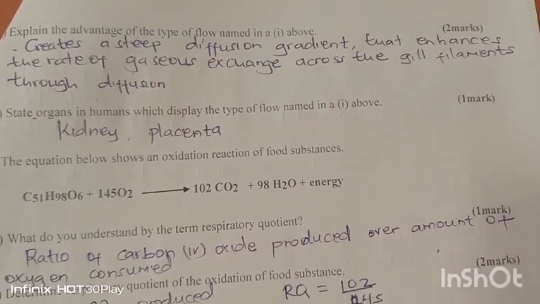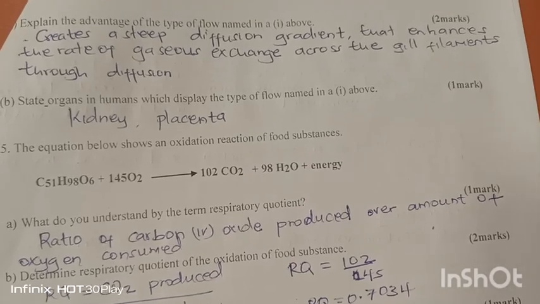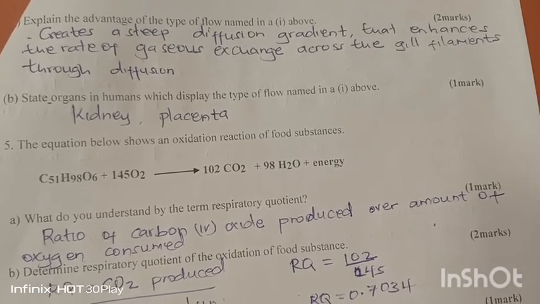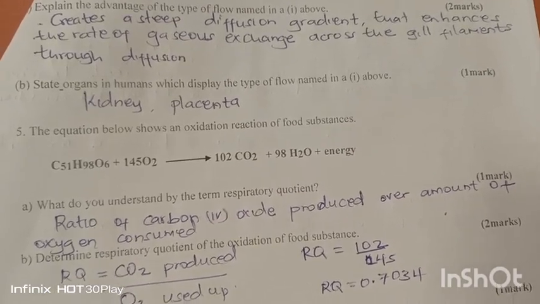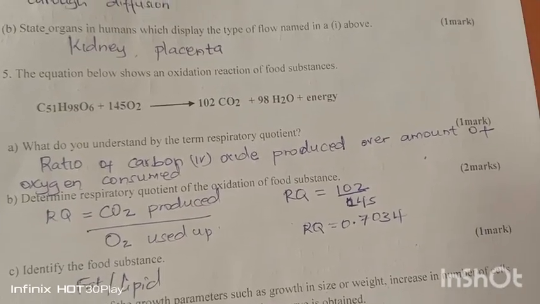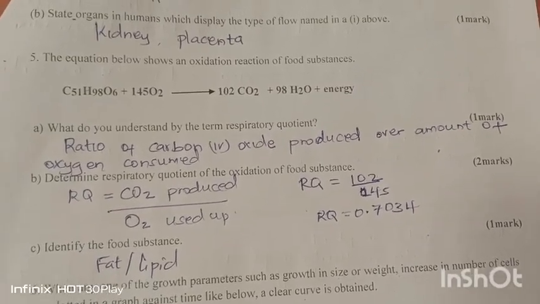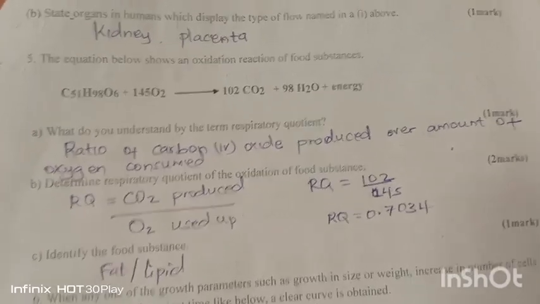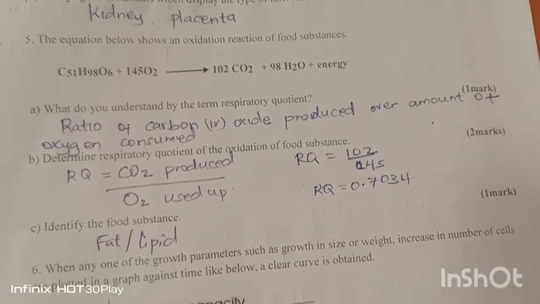Explain the advantage of this type of flow named above. It creates a steep diffusion gradient that enhances the rate of gaseous exchange across the gill filaments through diffusion. State organs in humans which display the type of flow named above. Countercurrent flow is present in the kidney and it's also present in the placenta.